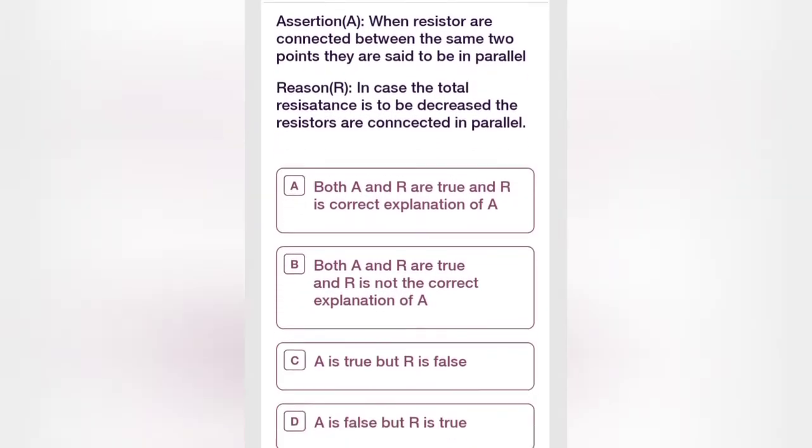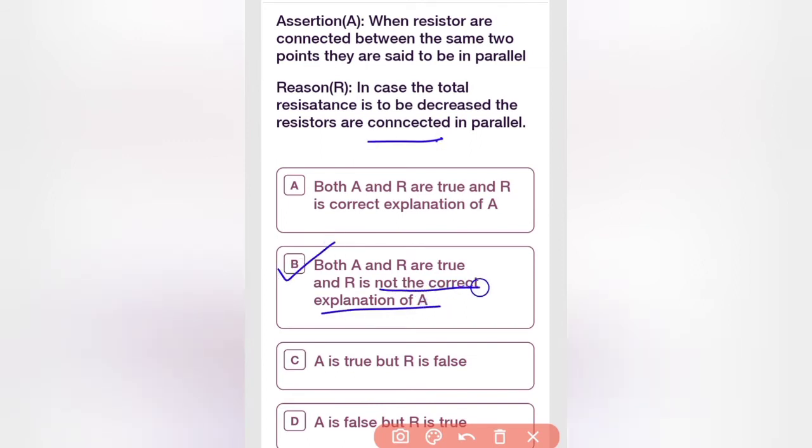Next, when resistors are connected between the same 2 points, that means they are parallel. If the total resistance is to be decreased, then we have to connect it in parallel. Yes, both are correct, but this is not the correct explanation of the assertion. So option B is the correct answer.